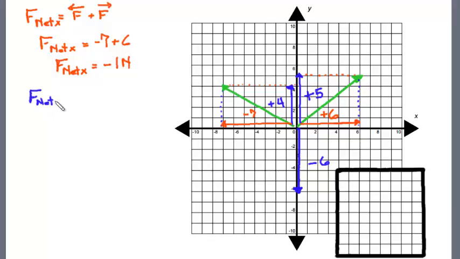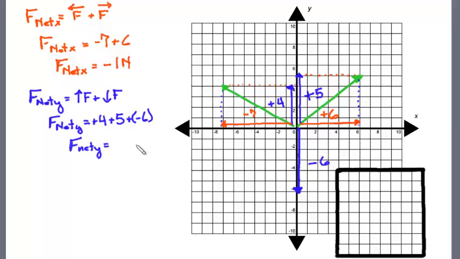Well, I've resolved the x, now let's resolve the y. So my net force in the y-axis equals all the forces going up and all the forces going down. I add them up. So if I apply the numbers that I got, I have positive 4 plus positive 5 plus a -6. And I'm going to put this in parentheses so I can keep it straight. So 4 plus 5 is 9, but then if I subtract 6 from it, I get a positive 3 newtons.